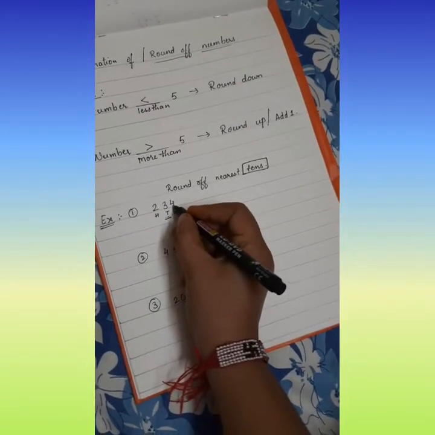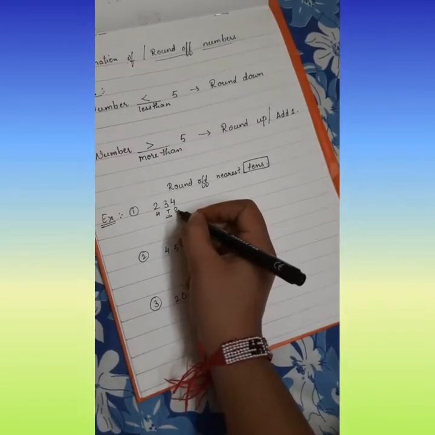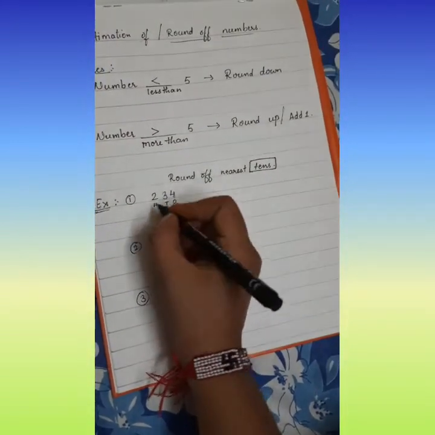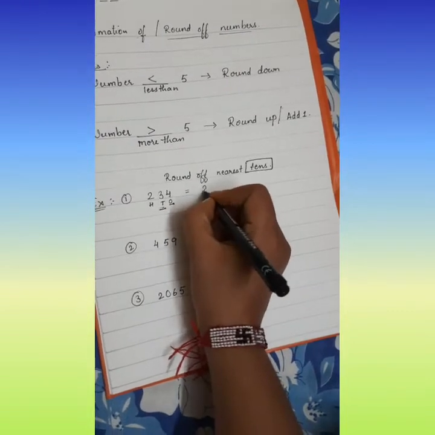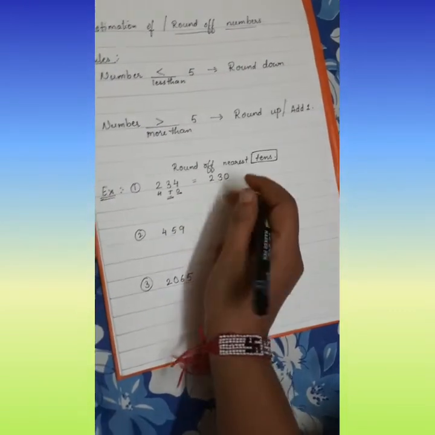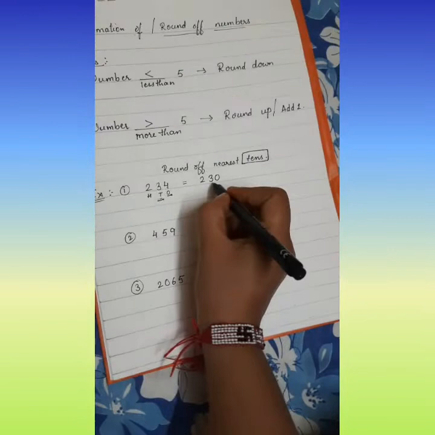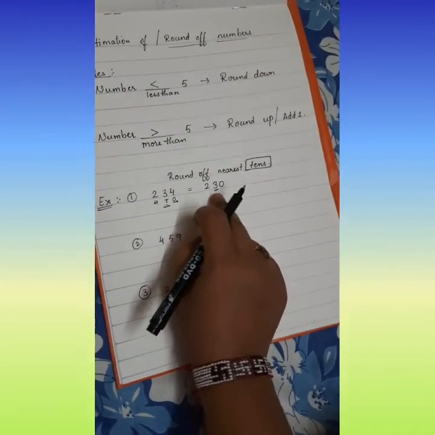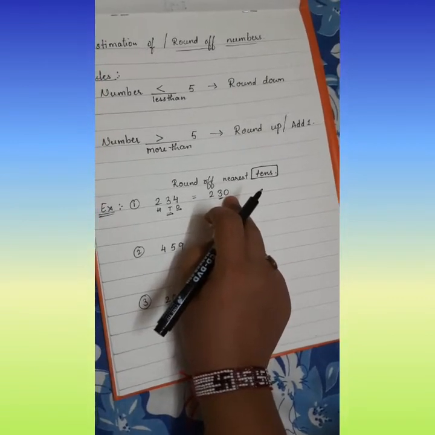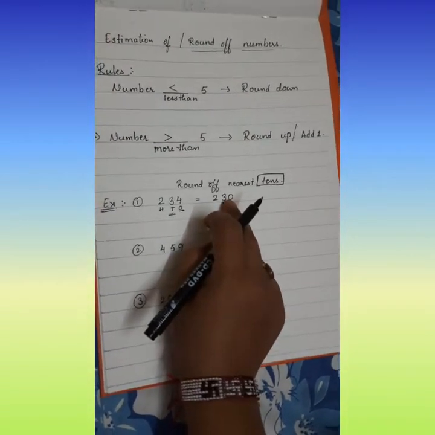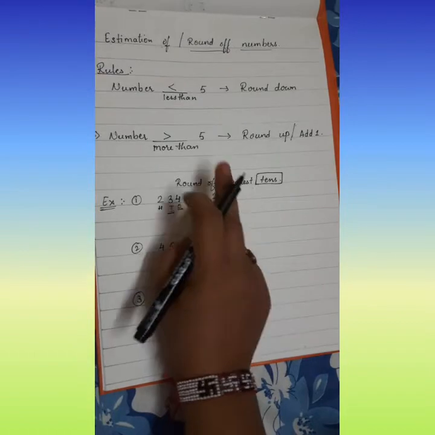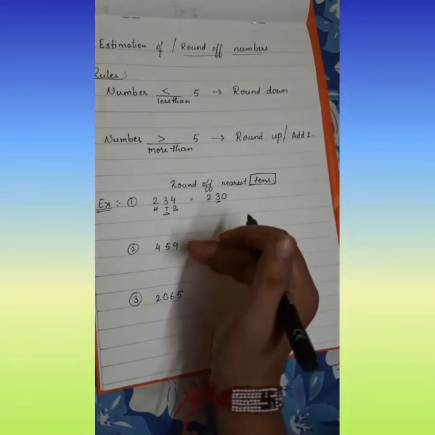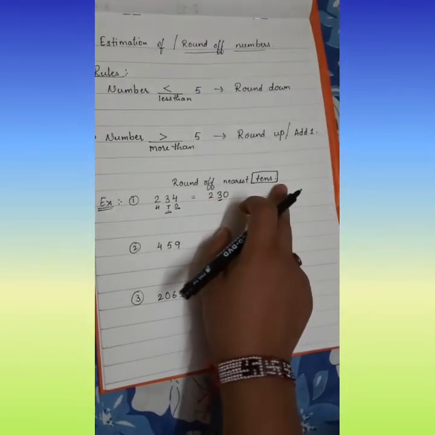Now you can see here 4 is less than 5, so that number will be rounded down, and it will become 230. No change at the tens position, only the ones position will be changed and it will become 0. That is down, which means we are lowering the number, that is nearest to 10.